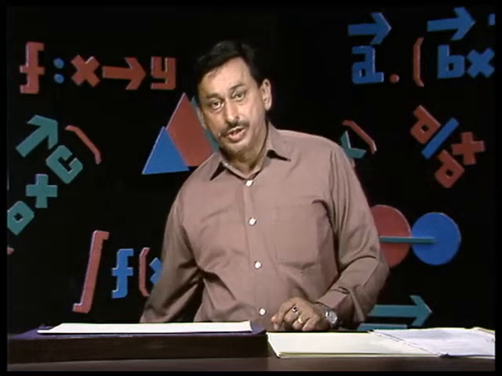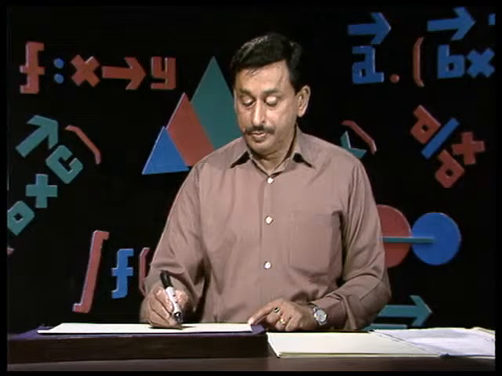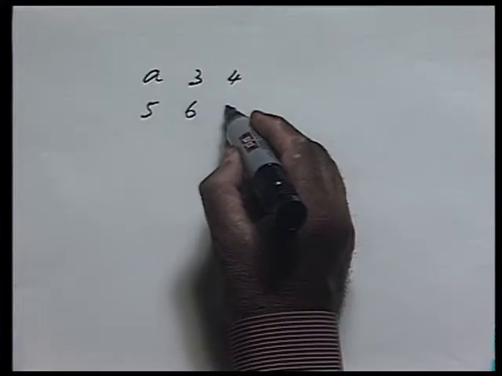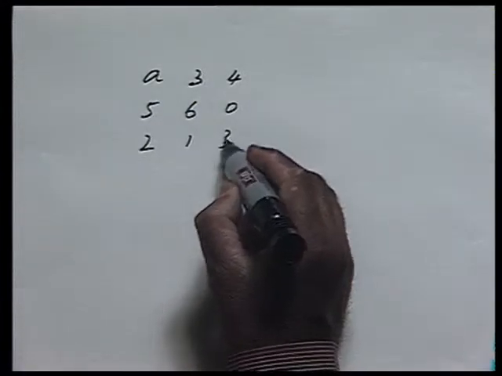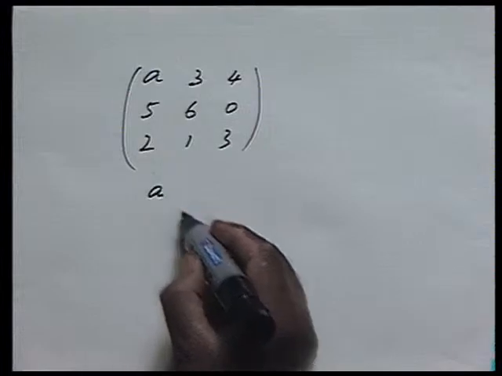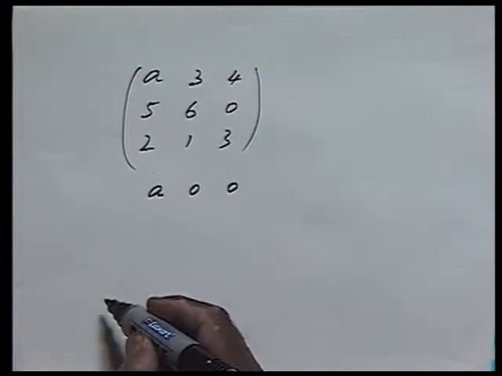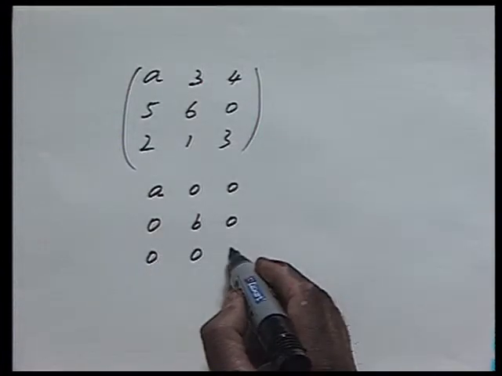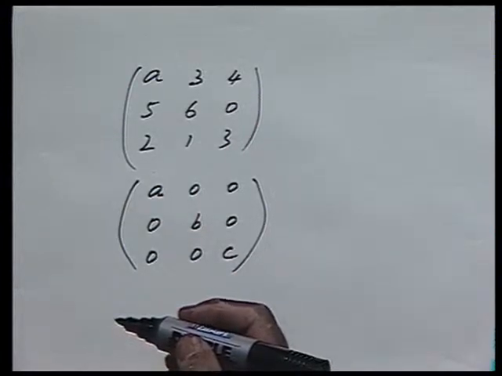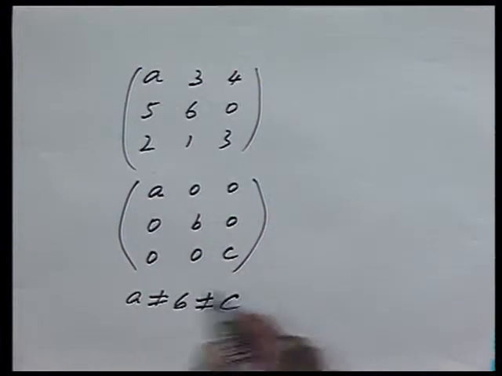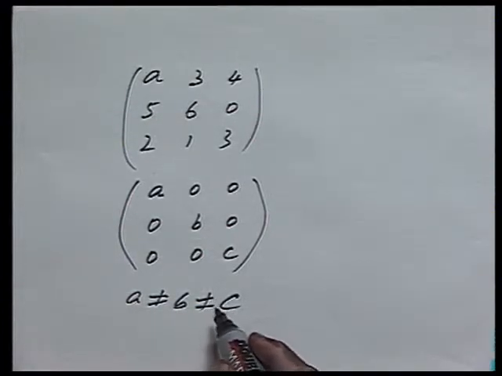We write a square matrix in this shape. Say we have got A, 3, 4, 5, 6, 0, 2, 1, 3. Remember this was a square matrix? But now in case I write another one where I have got A, 0, 0, 0, B, 0, 0, 0, C, where A, B, C are not 0, they are not equal. Means we have got the condition that A, B, C, they are all different. Because when they become equal, we will be getting another name.